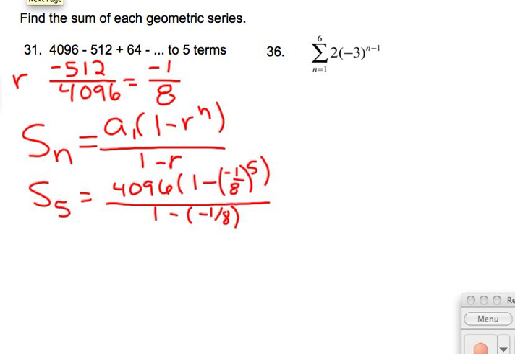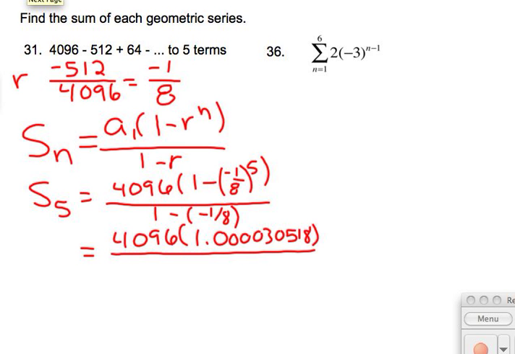Again, watch your parentheses, especially with those negative numbers. Simplifying up, I have 4096 to be multiplied by 1.000030518. Careful of rounding, that can affect the answers. If I take a 1 minus a negative 1/8, I come up with 9/8. Multiplying and dividing, my sum comes out to be 3,641.